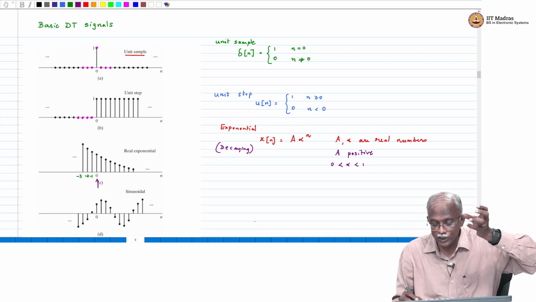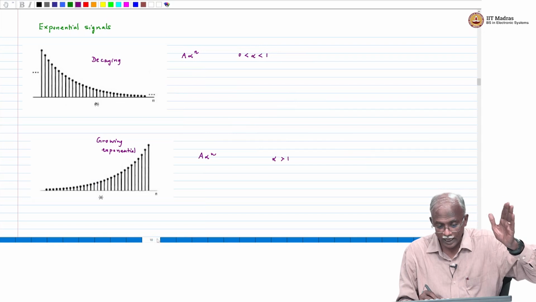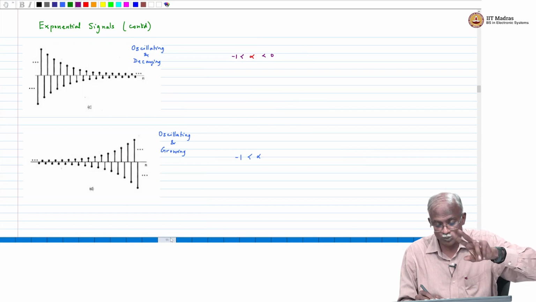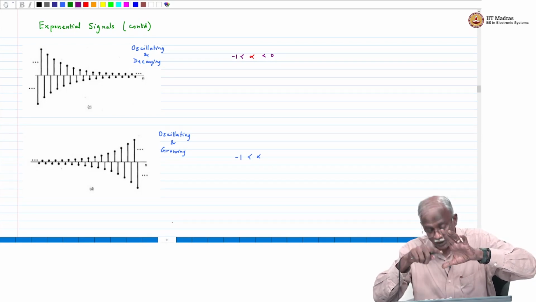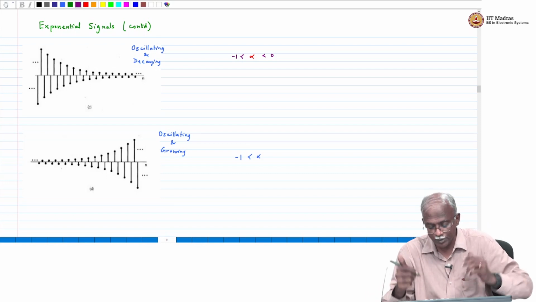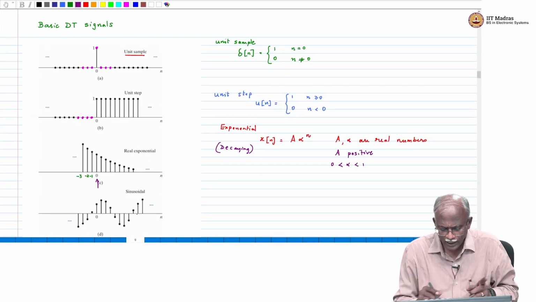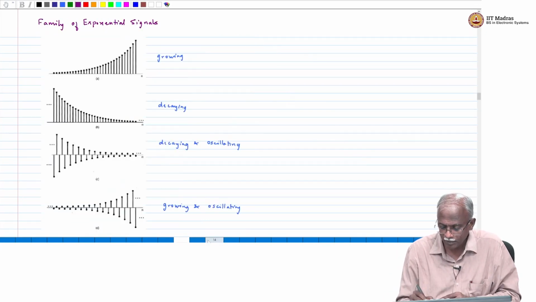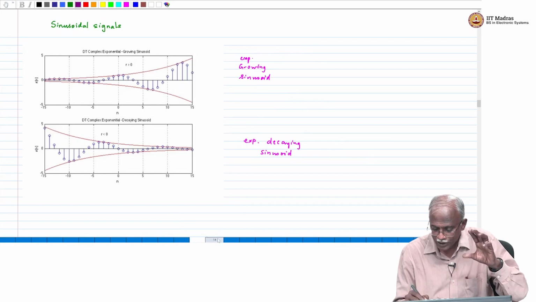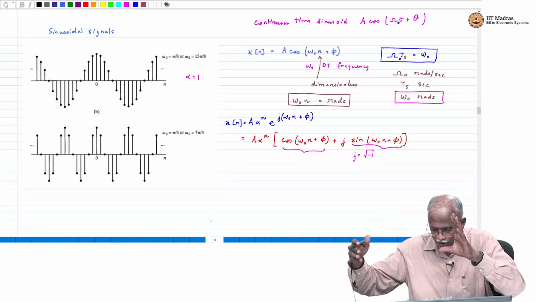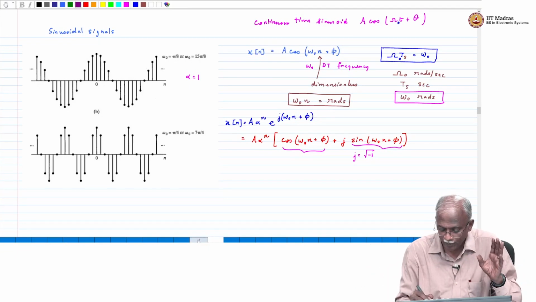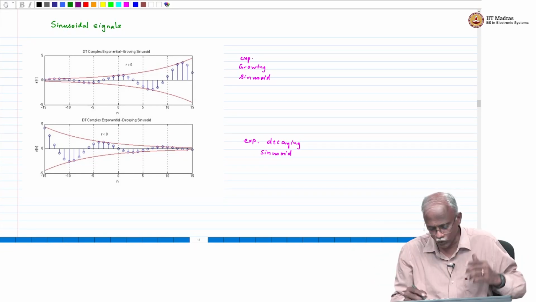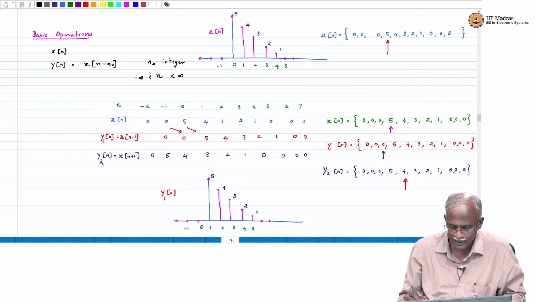Depending upon what value of alpha you have, we said that you can have a growing exponential or a decaying exponential. If alpha happens to be negative, then you will get an oscillating function, either growing or decaying, depending on the value of n. Then comes the last case where you have the sinusoidal functions. The sinusoidal functions can also be captured by means of the rate at which they oscillate. And if you have an exponential weighting, then you can have a sinusoid that is exponentially growing or exponentially decaying. Those are the various forms of discrete time signals.